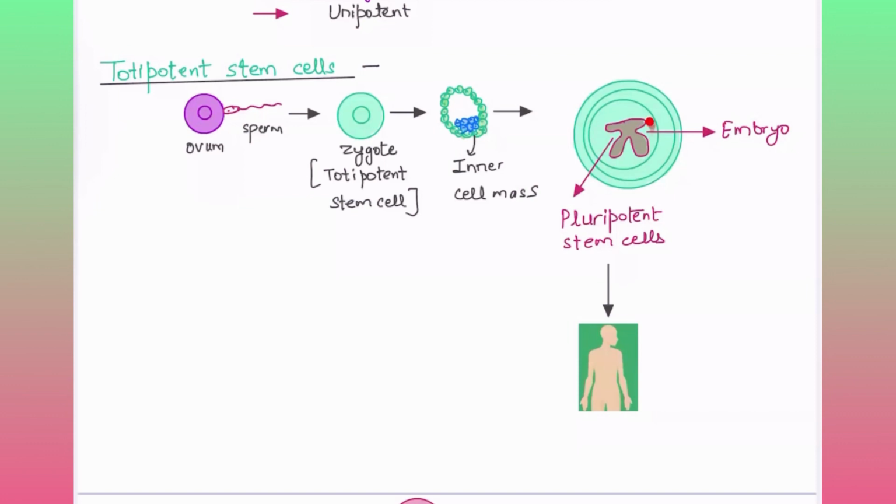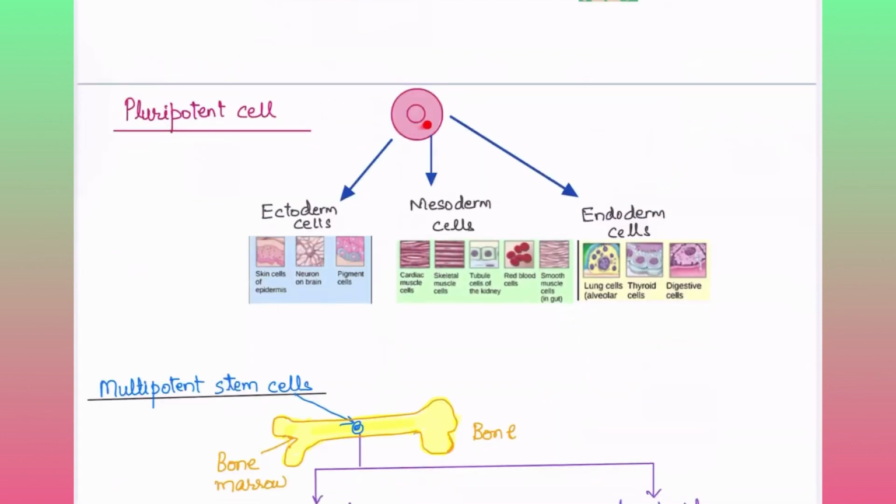This inner cell mass can also be called a pluripotent stem cell, because pluripotent stem cells can give rise to different body organs and different cells, but they cannot give rise to a whole individual. Pluripotent stem cells can be differentiated into 3 germ layers: ectoderm, mesoderm, and endoderm.